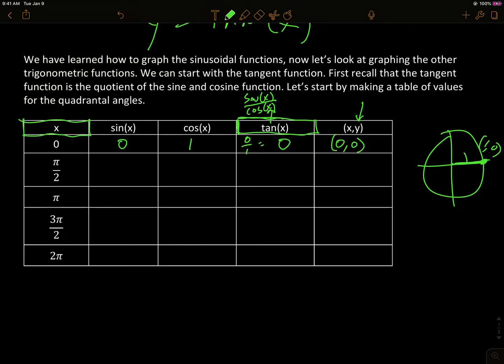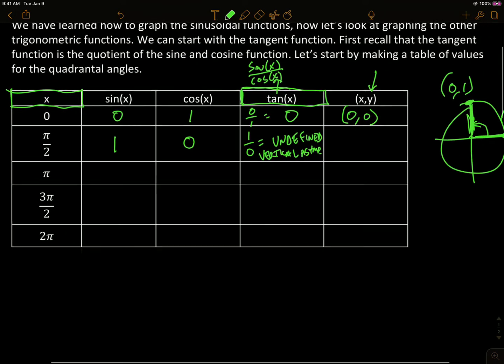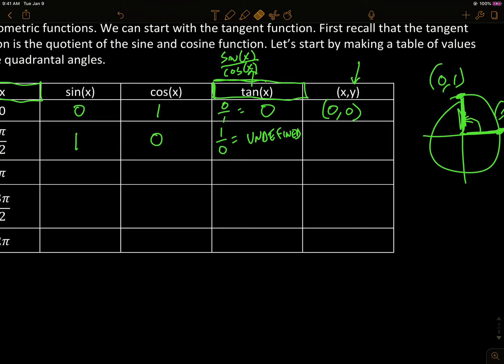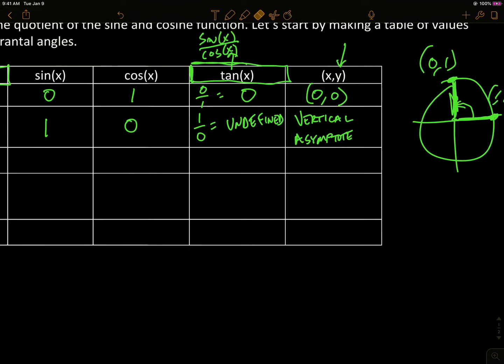Let's move to our next quadrantal angle. If we go to 90 degrees, or pi over 2, we are here on the unit circle, and that point is 0, 1. So that means the sine value is 1 and the cosine value is 0. Tangent is sine divided by cosine, so it's 1 divided by 0. Anytime we try to divide by 0, that's undefined. So what's going to happen on this graph is we are going to have a vertical asymptote. I don't have enough room here to write that, so I'll just write it right in there. That's going to be undefined tangent. So on the graph, we don't have a point. We have a vertical asymptote. So at that x value, we'll have a vertical asymptote.